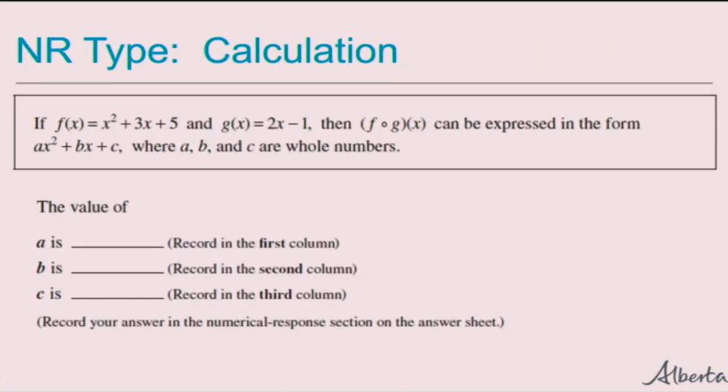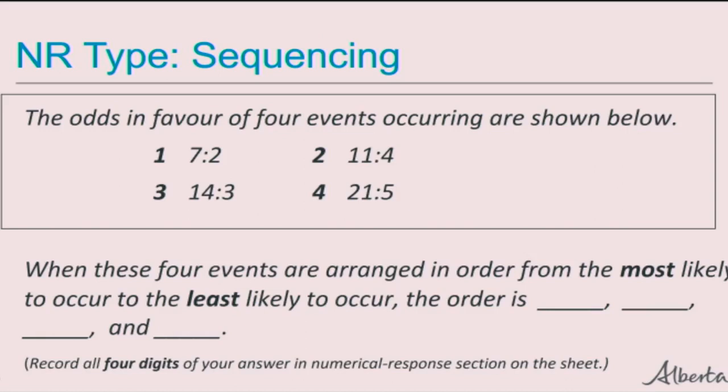Here is an example of a calculation question. I'll give you a second to just give that a read. In this particular item, you will notice that we tell students which column to enter each digit of their response. A second example is about sequencing. In this example, it is appropriate to tell students to enter all 4 digits of their response in the correct section on the answer sheet.